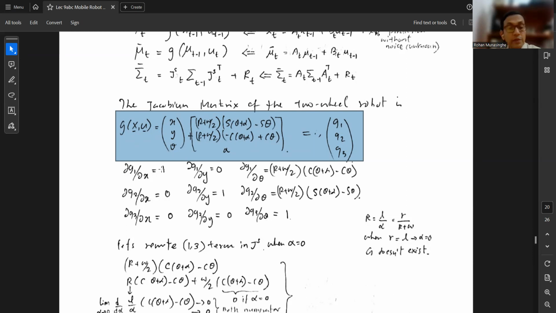And you can see the first column becomes 1, 0, 0. Second column becomes 0, 1, 0. Please do this at home, and make sure they're all correct. And the third one, partial of G1 with respect to theta. You differentiate this with respect to theta, and this one with respect to theta, and this one with respect to theta. So when you do that, you get these equations.